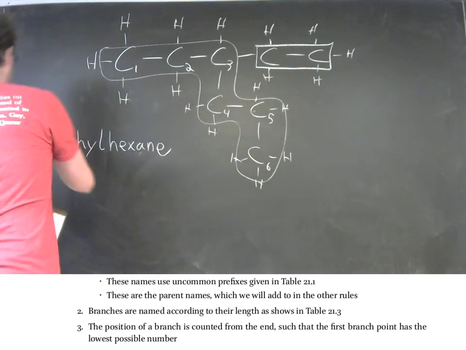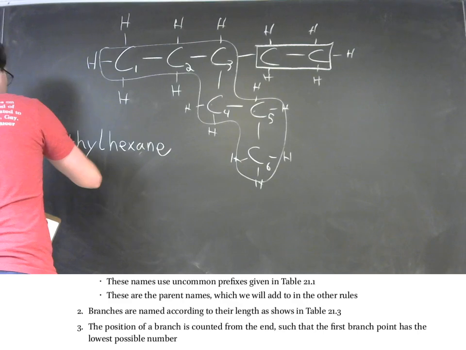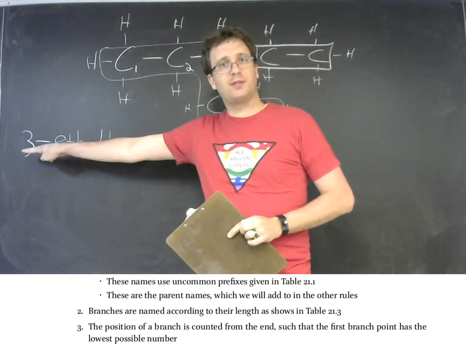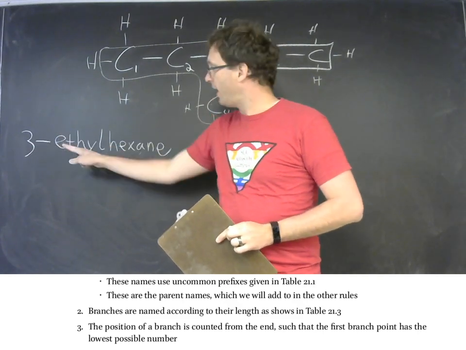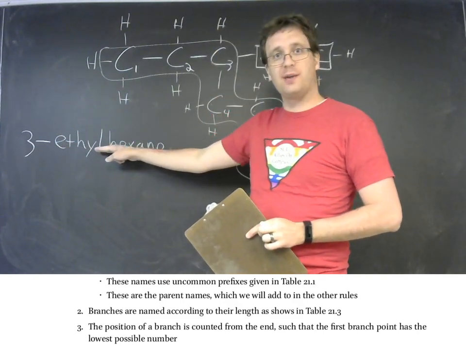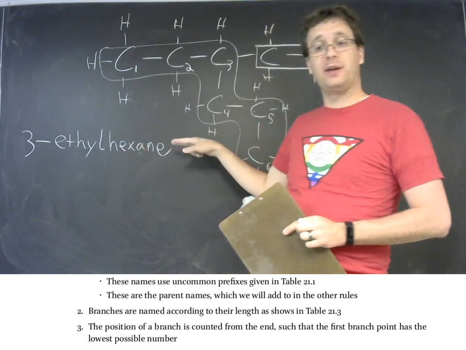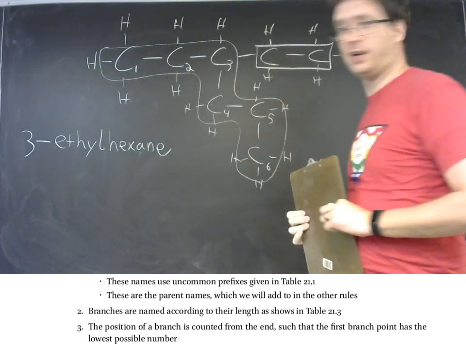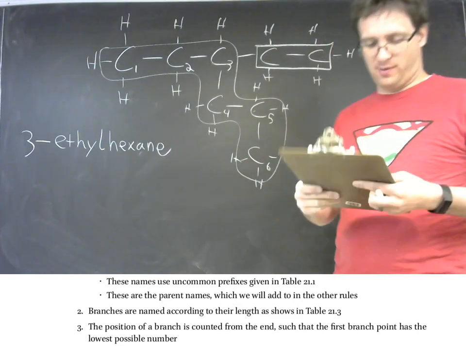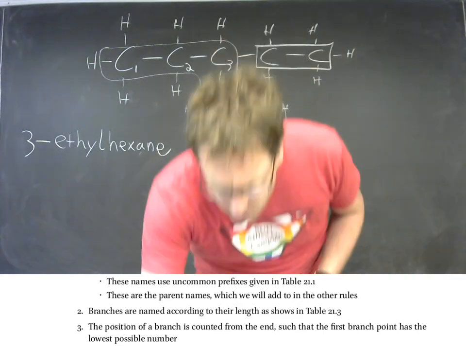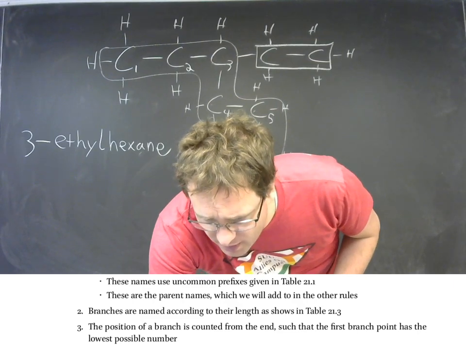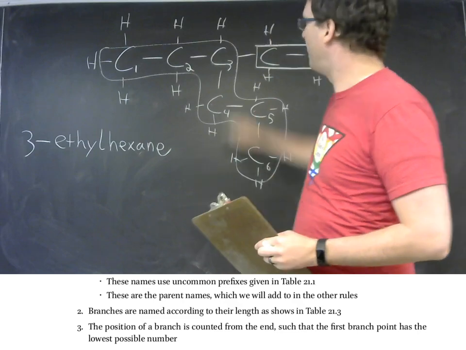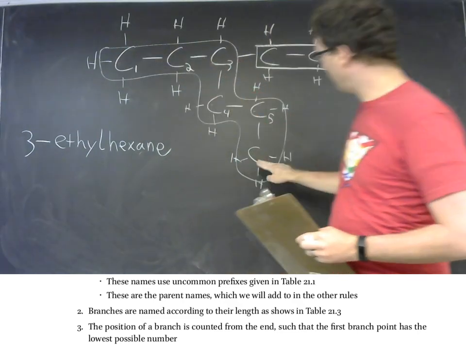So this is ultimately going to be 3-ethylhexane. So you write the attachment point, then a dash, and then the branch name and then the parent name with no space or dash or anything here. 3-ethylhexane. We've just named this molecule. So the position of the branch is counted from the end such that the first branch point has the lowest possible number. That's why we started counting from here instead of from there.